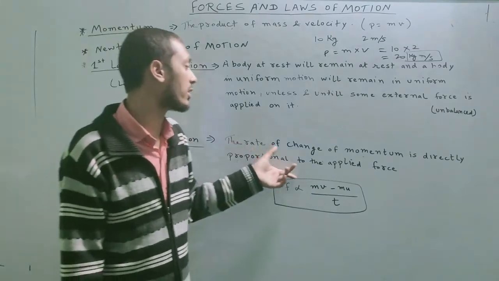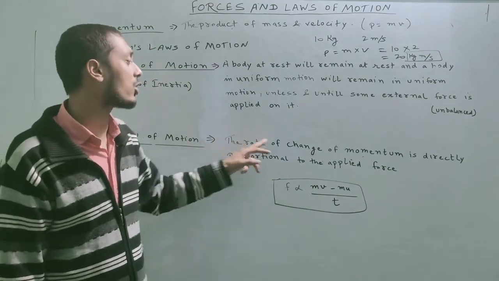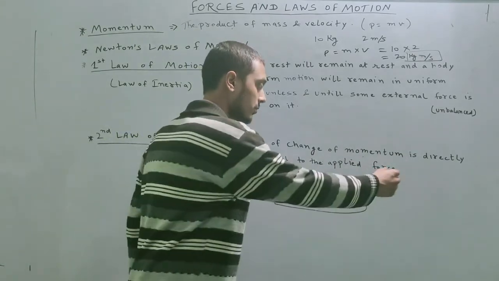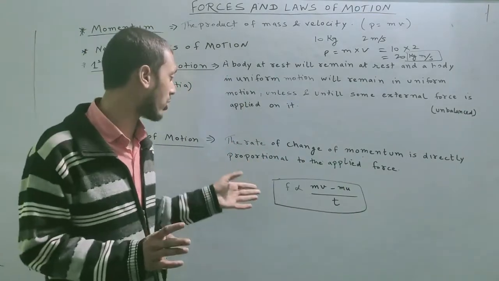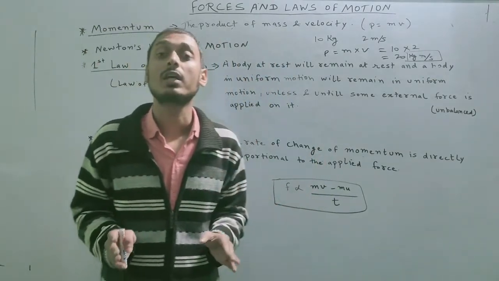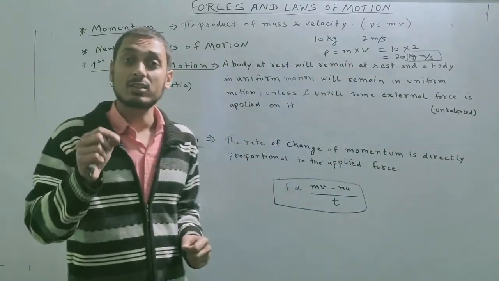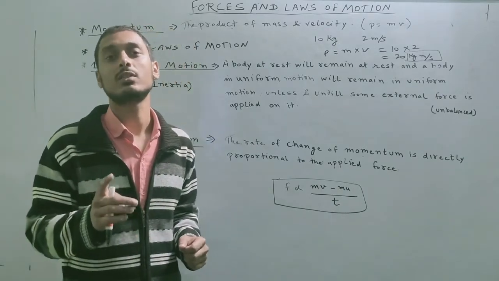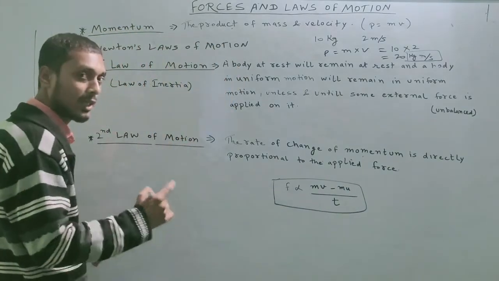So let us see first. See the statement. The statement says the rate of change of momentum is directly proportional to the applied force. Okay? Have you seen it? Now let me explain by an example, because you might not have understood from this statement. Let me repeat it. According to the second law of motion, the rate of change of momentum is directly proportional to the applied force. What does it mean? Let me give you an example.